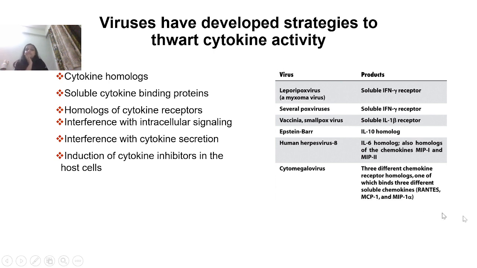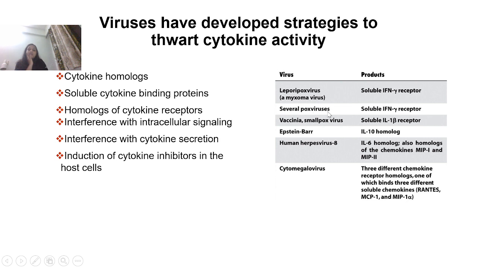For example, Leporipox virus, which is a myxoma virus, produces a soluble IFN gamma receptor so that the cytokine will bind to this receptor and is unable to bind to the normal IFN gamma receptor.